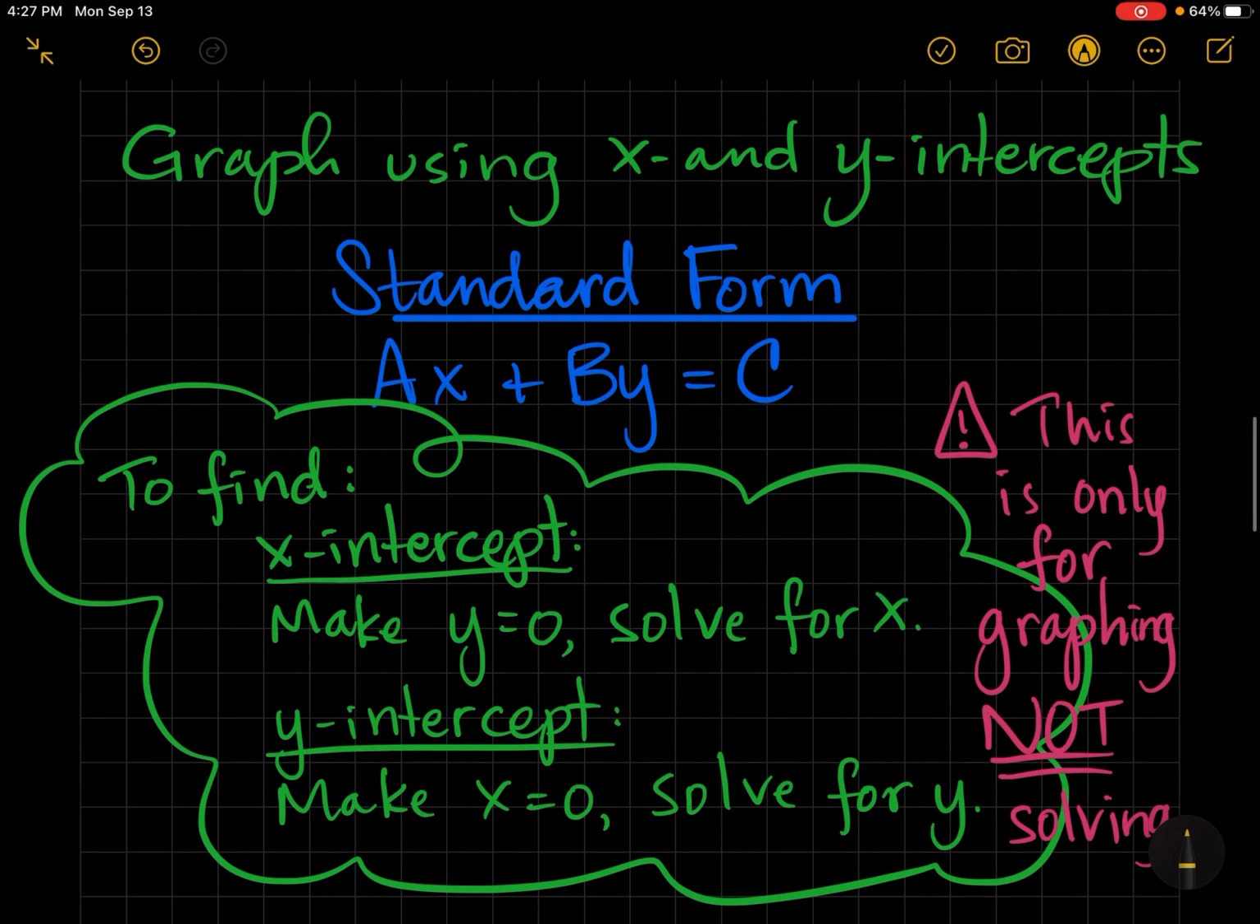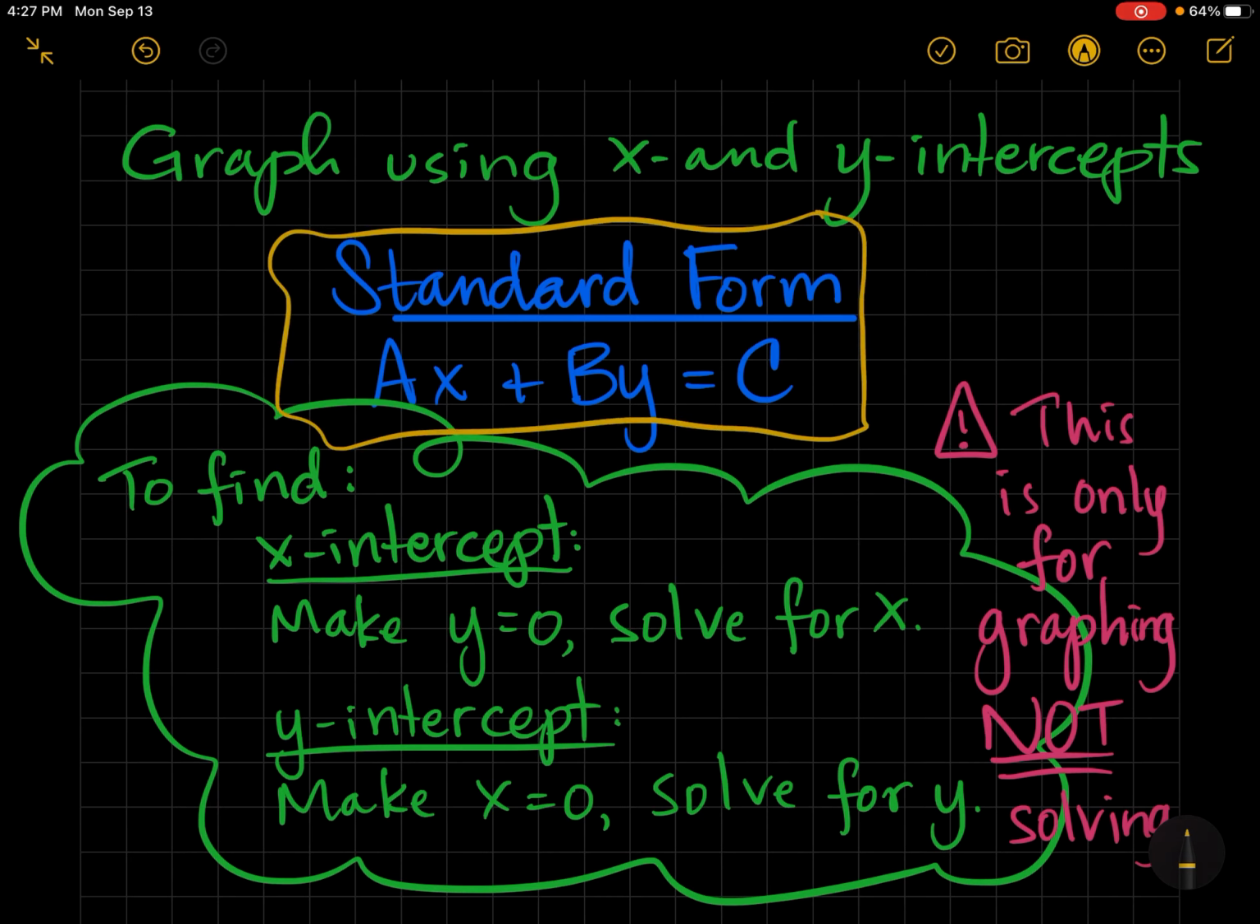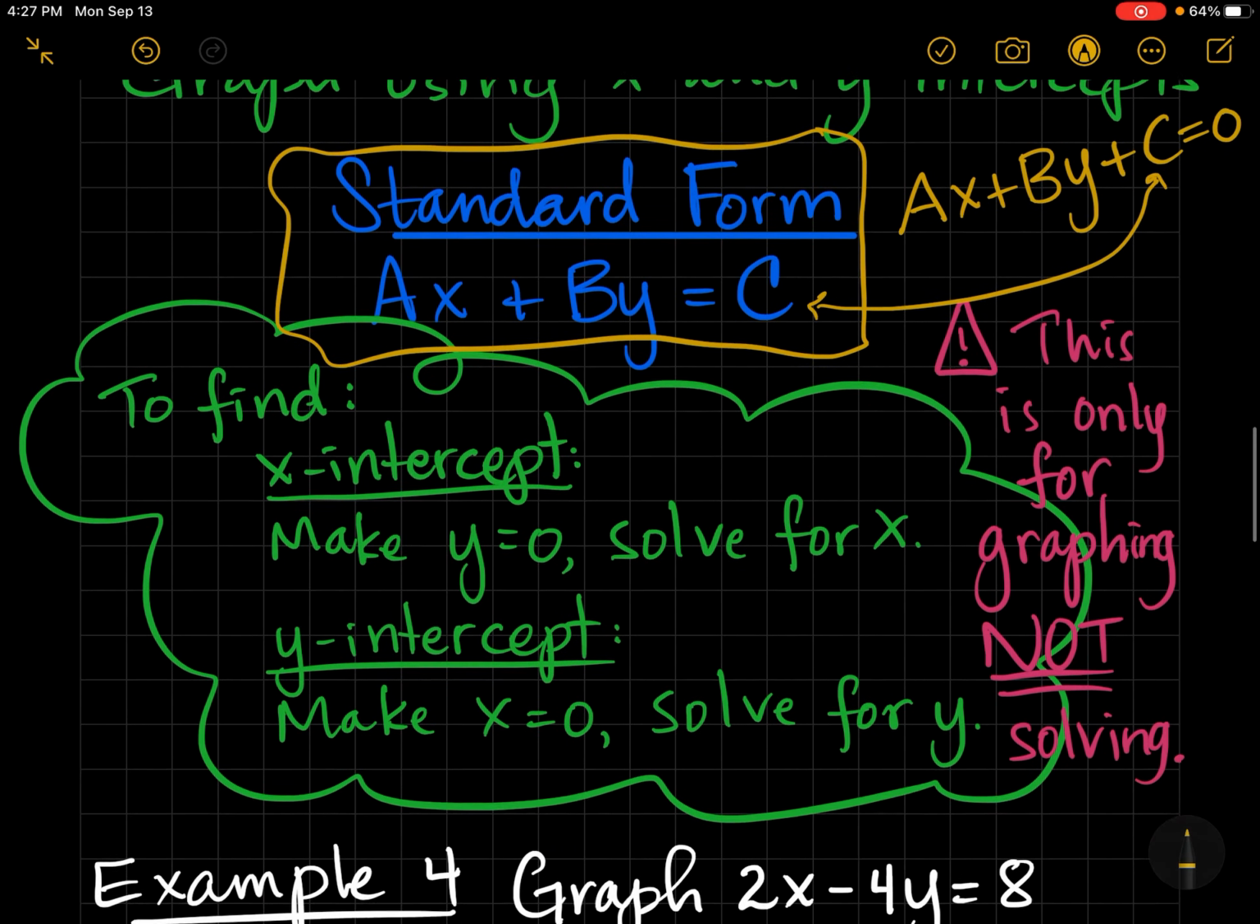Now I'd like to make sure you understand how to graph using x and y intercepts. This is standard form. Some textbooks may also say that it's ax plus by plus c equals 0. So the sign on the c may be opposite, but that's okay because we're really focused on a and b more than anything. But let's do the standard form in blue for now.